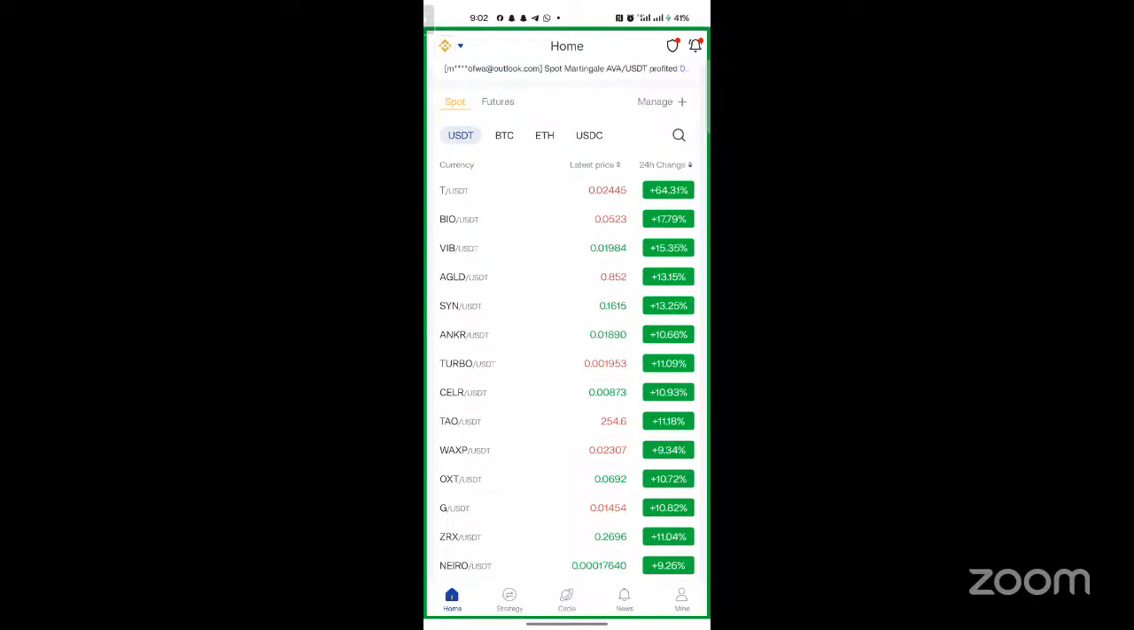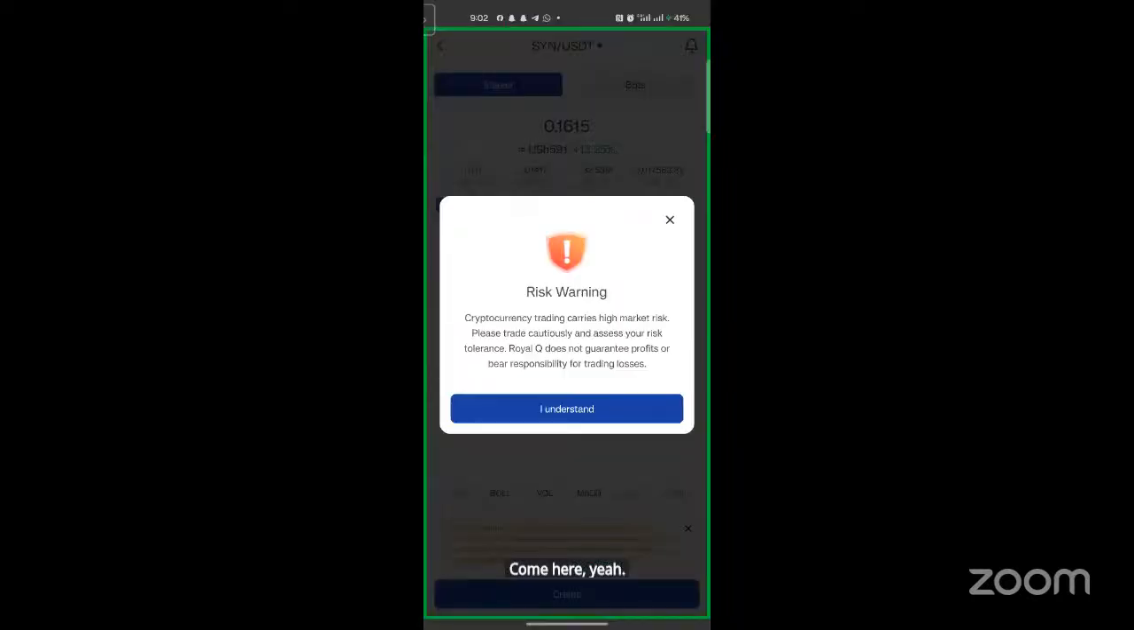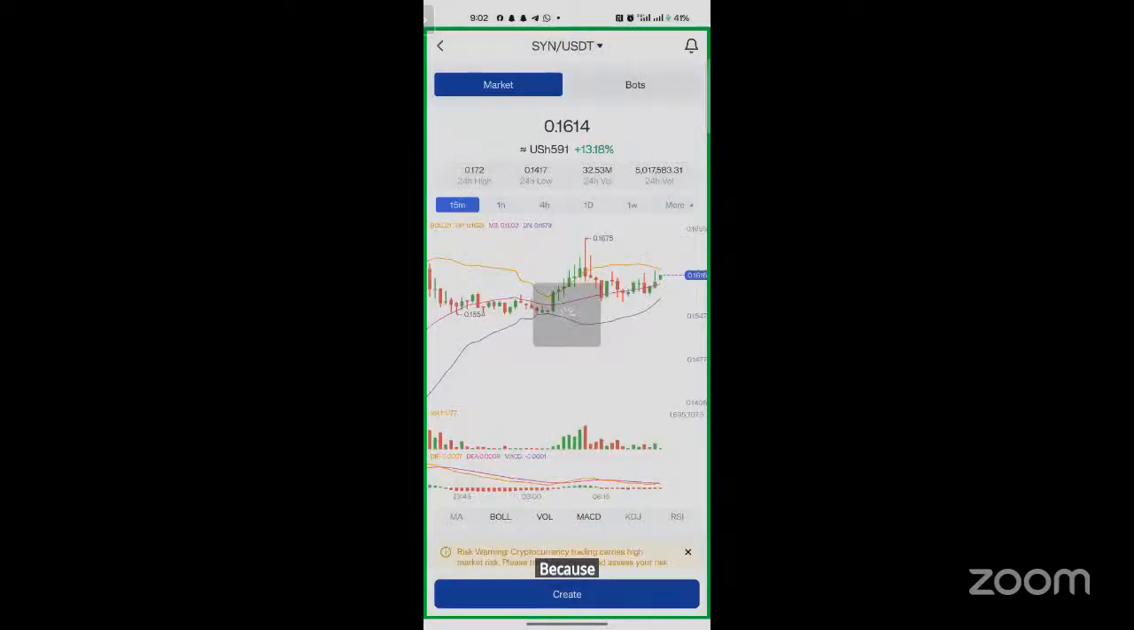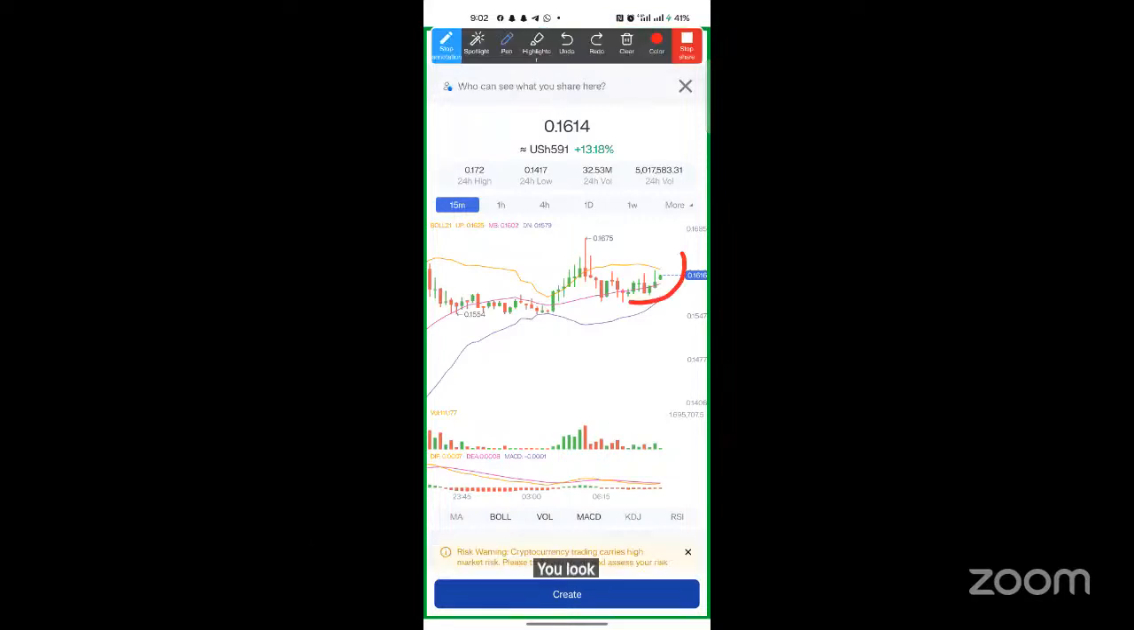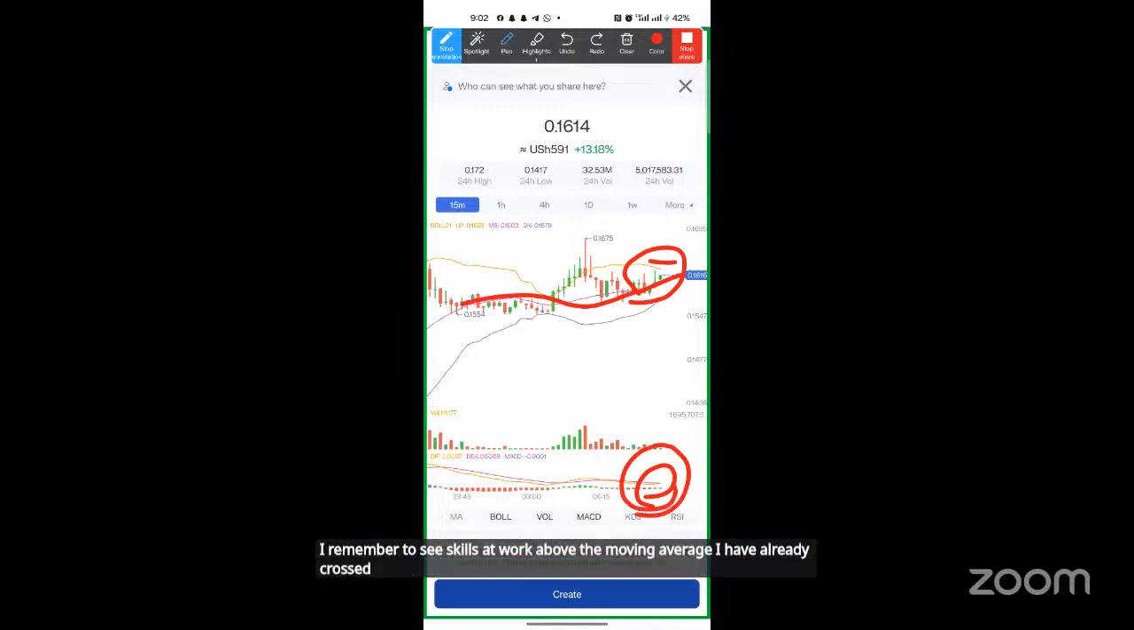Come here. Are you able to follow? Now look here. This one is very fast. It has crossed the moving average. You see, guys, that's why I teach you a lot of things. You look here, it is going there. Are you able to see skills at work above the moving average? Golden cross down here. There is money.